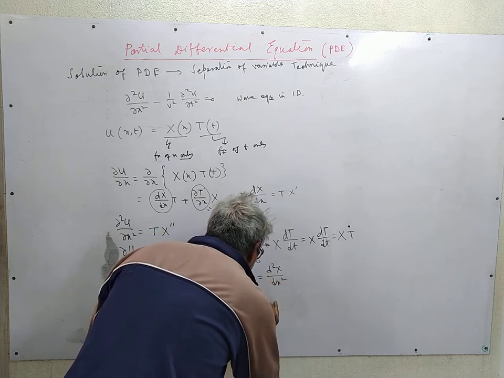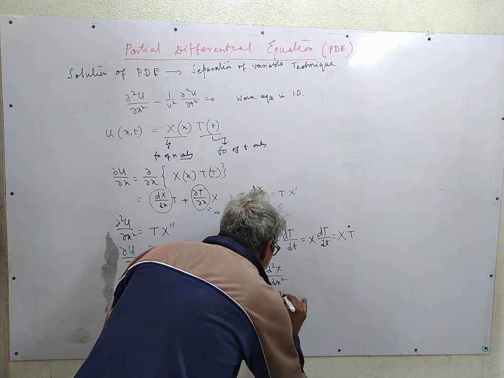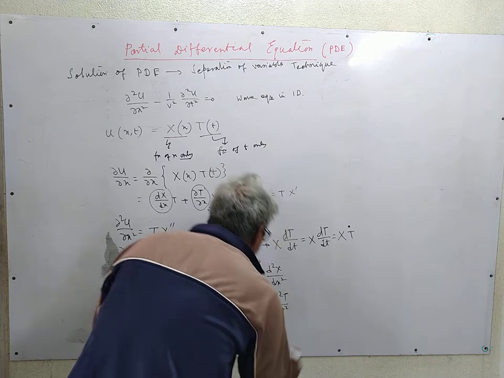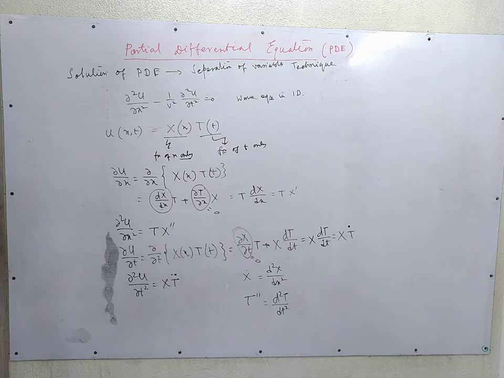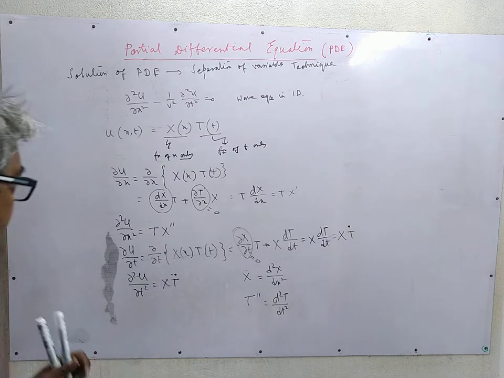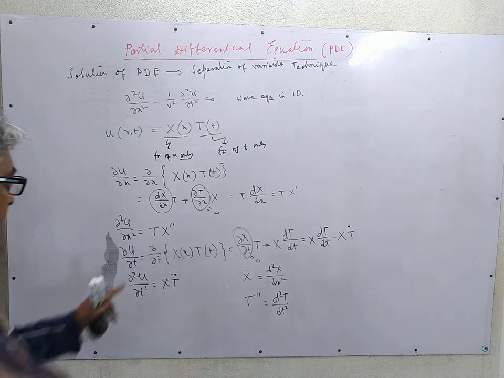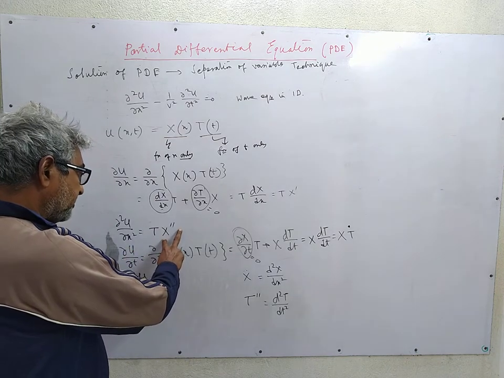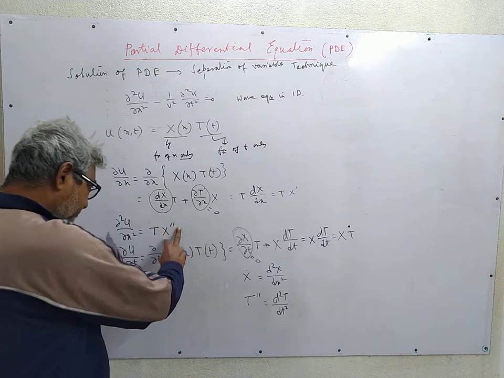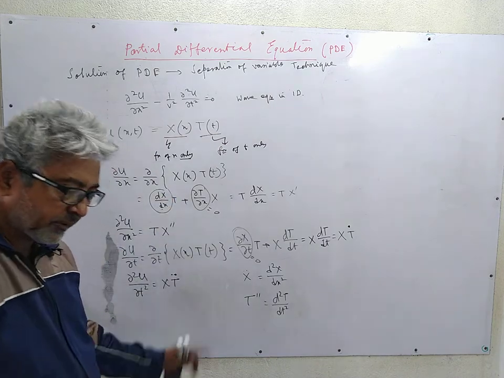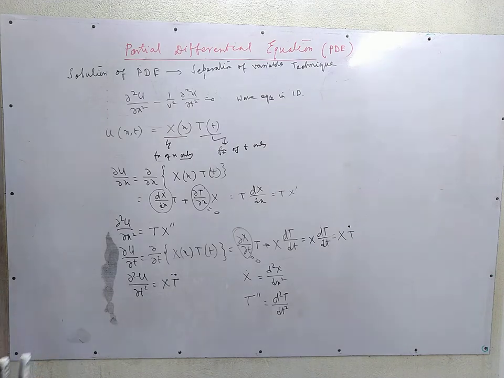Similarly, if we write T double dot, this means the same for time. So no confusion will arise, at least in this case, in the separation of variable technique, if we use prime or dots to represent partial derivatives or derivatives. However, we shall use prime to denote partial derivative with respect to space variables and dot to represent derivative with respect to time variable.